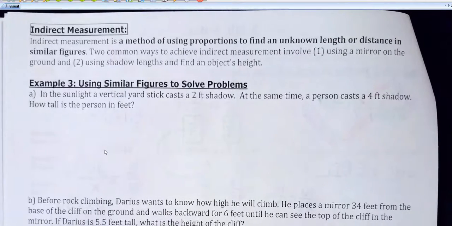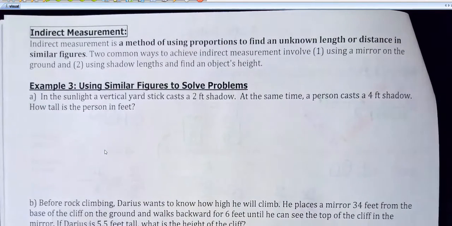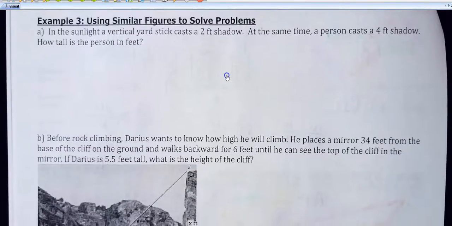Okay, now on the back, this thing called indirect measurement, which I just had the definition typed out here for you, basically uses similar figures to find a missing side length in another similar figure. So it says indirect measurement is a method of using proportions to find unknown length or distance in similar figures. Now, the most common ways is if we have a shadow of some kind, or also if we use a mirror. So I'm going to explain both of these in the questions down here. So just give me 1 second. We're going to start with the shadow.